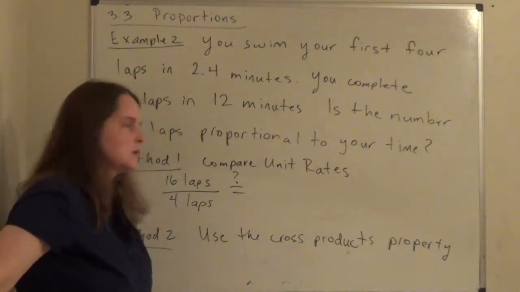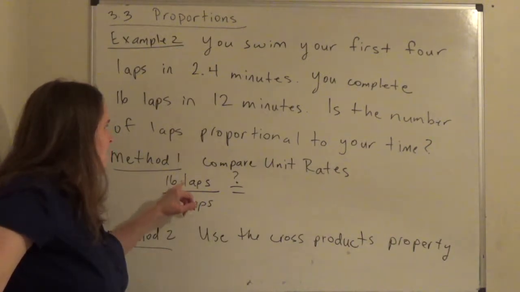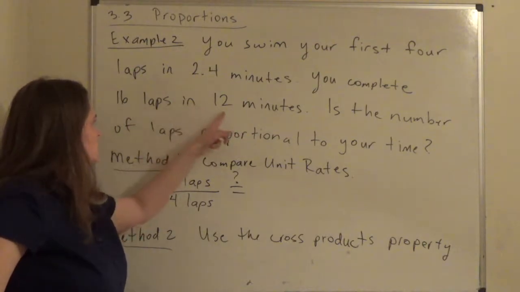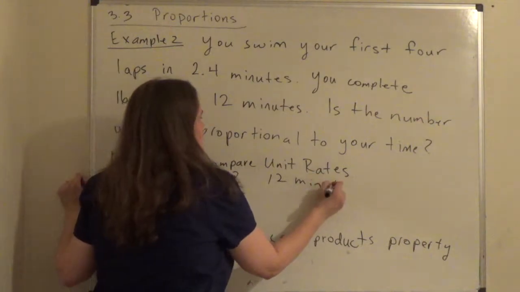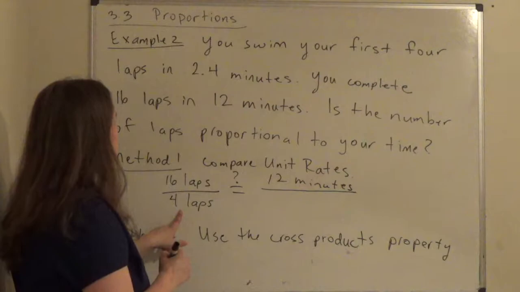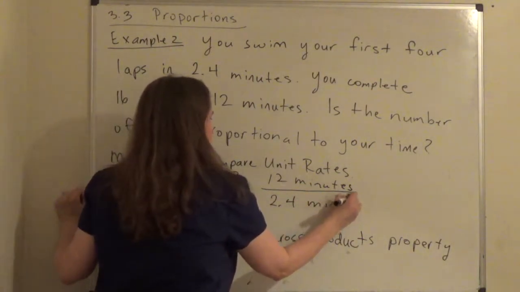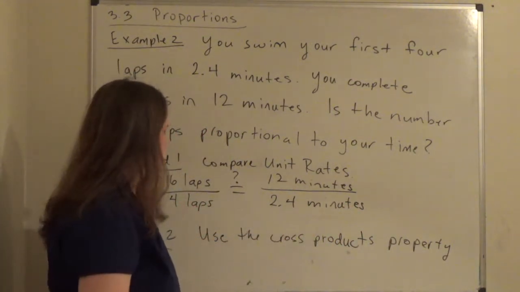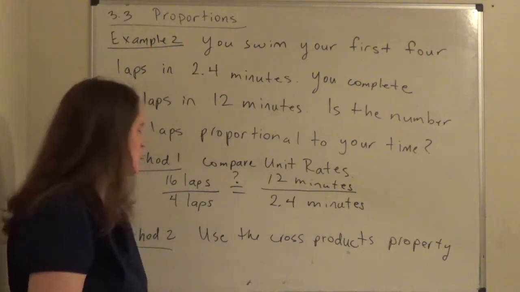Is this equivalent to my ratio for my time? So when I swam my 16 laps, how much time did it take me to do that? 16 laps was done in 12 minutes. So 12 minutes for the 16 laps. And then the 4 laps I swam in 2.4 minutes. Okay, so we've got a ratio for laps, a ratio for the time it took us to do it. We set it up so that we can find the unit rate by putting the smaller number in the denominators.